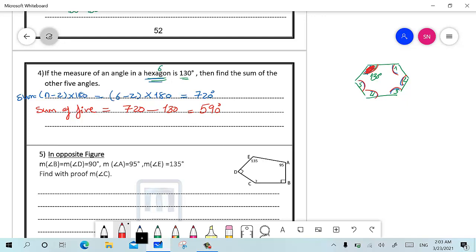And take care, since he didn't say that it's a regular polygon, I cannot assume that it's a regular polygon.